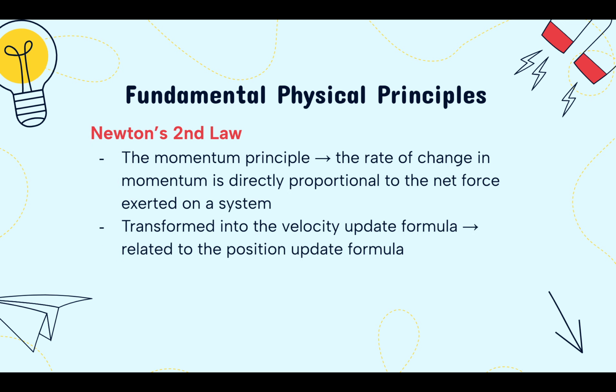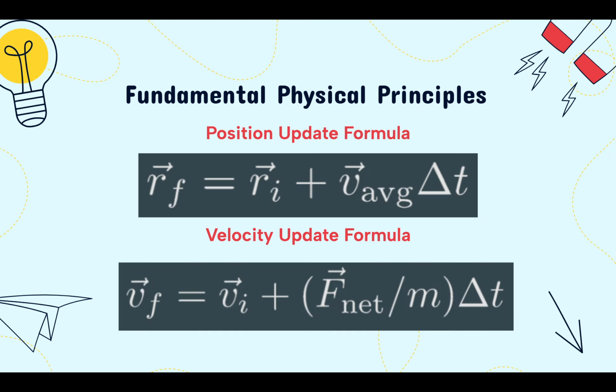A few fundamental physical principles include Newton's second law of motion. Newton's second law, the momentum principle, states that the rate of change in momentum is directly proportional to the net force exerted on a system. In other words, the net force is equal to the product of the mass of a system and its velocity. From Newton's second law, we can derive the velocity update formula, which is used to find the velocity of an object after a time period.